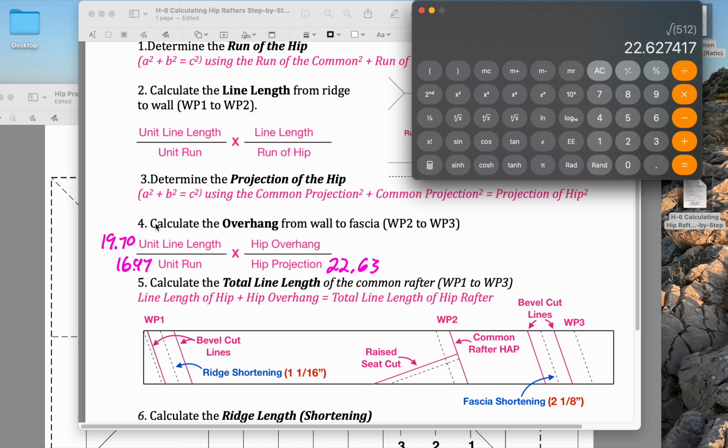And then we're going to cross multiply, divide. So let me go 22.63 times 19.7 divided by 16.97. And we get our overhang of 26.27 inches. So the total line length of the hip will be from the ridge to the fascia, and we just add together the answer here to the answer we had up here.